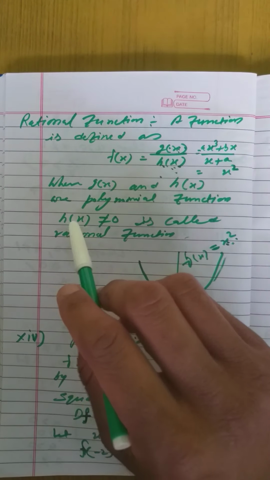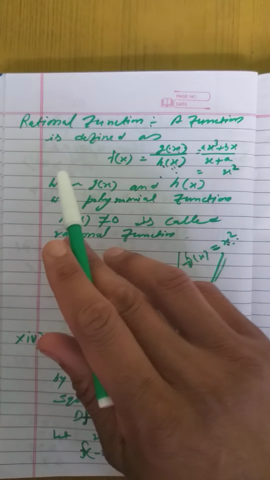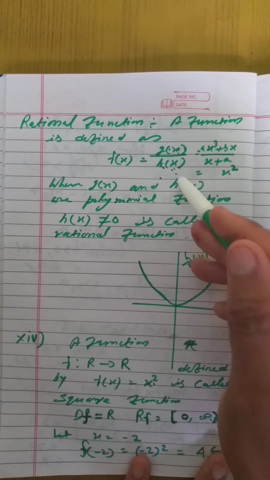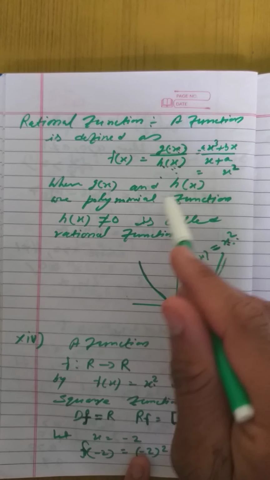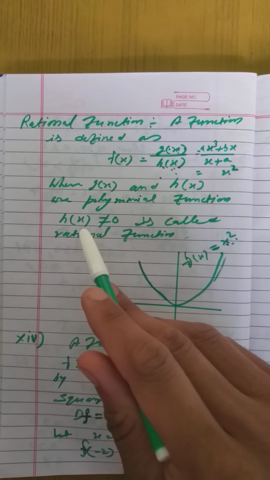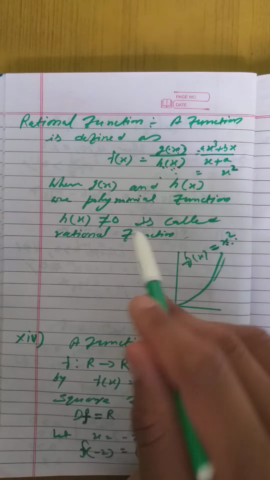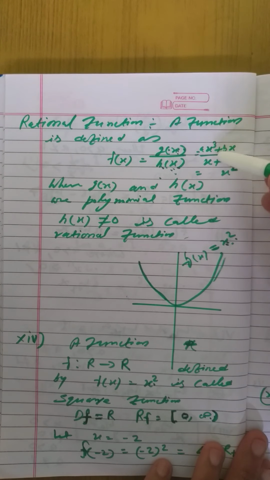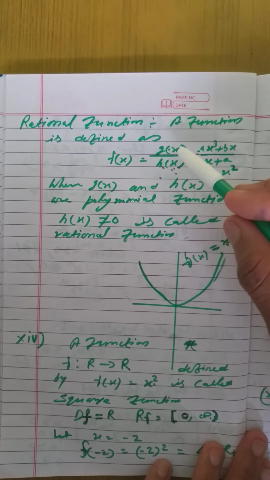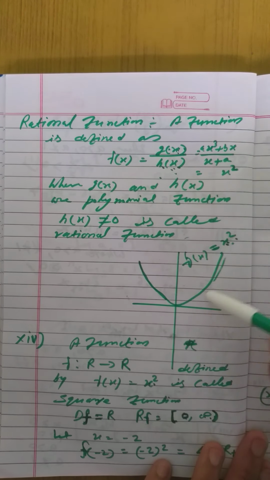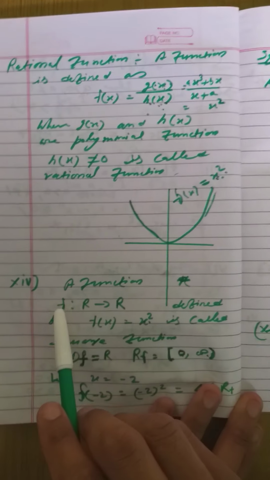basic type of function, rational function. A function is defined as f(x) equals g(x) upon h(x), right? Where g(x) and h(x) are polynomial functions and h(x) not equal to 0, is called a rational function. Let us suppose g(x) is any cubic function and h(x) is any linear function, so I will divide g(x) by h(x). I will get a square function, and the graph of the square function will be like this, right?